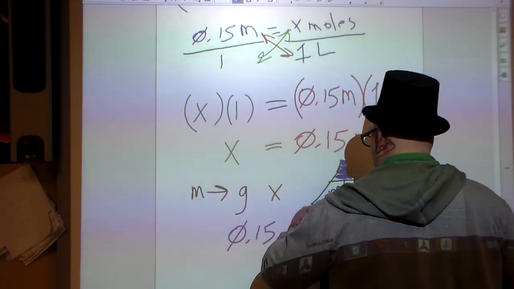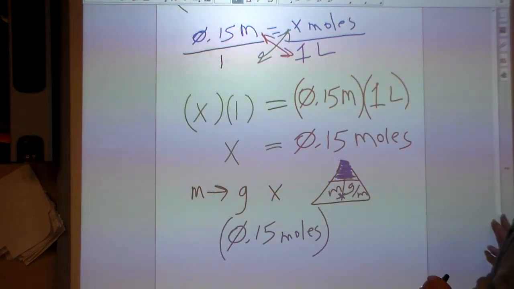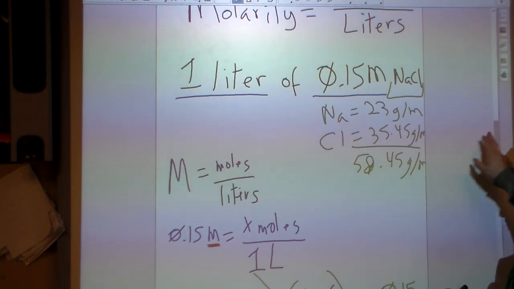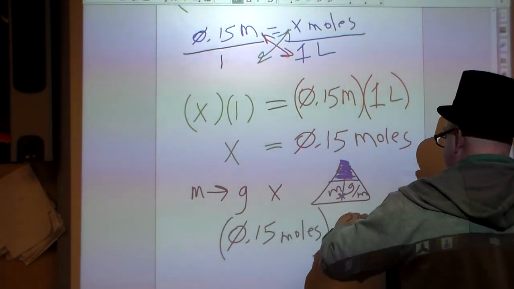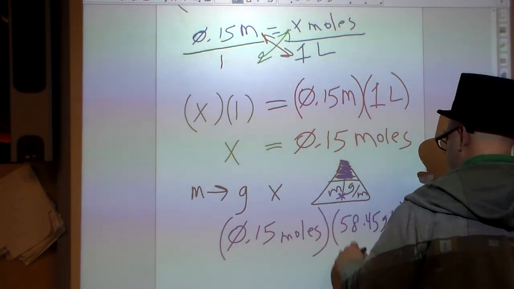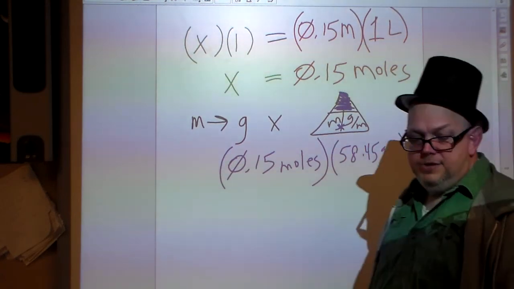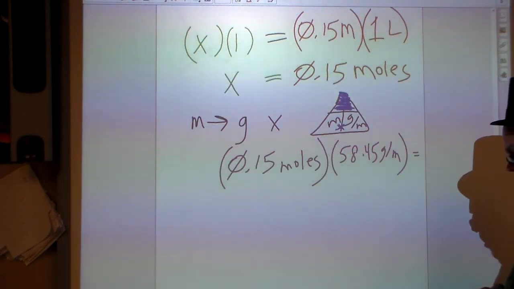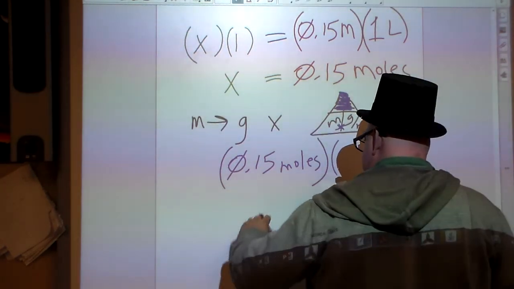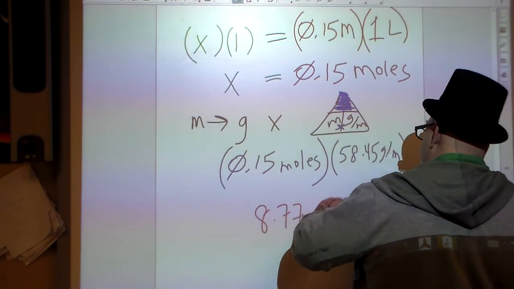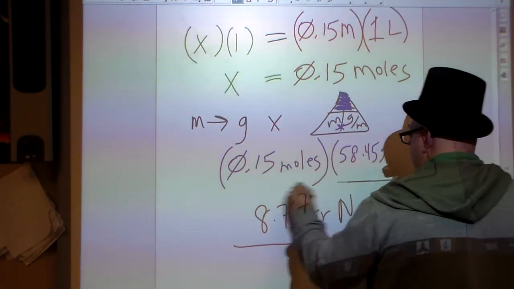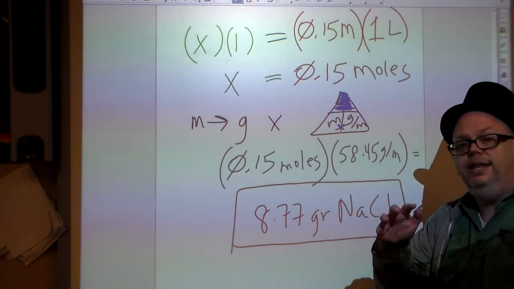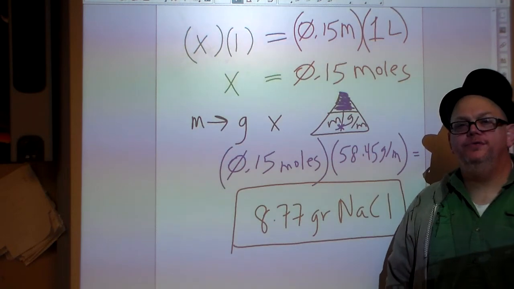So we have 0.15 moles multiplied by, oh wait, how many grams are there in a mole of salt? Well, we figured out earlier 58.45 from the periodic table. So, 58.45 grams per mole. Let's quickly multiply this out. 0.15 times 58.45 equals, rounding to 2 decimal places, 8.77 grams of salt that we're going to need. So we would need to add almost 8.8 grams of salt to this 1 liter of water to get 1 liter of salt solution with a concentration of 0.15 molar.